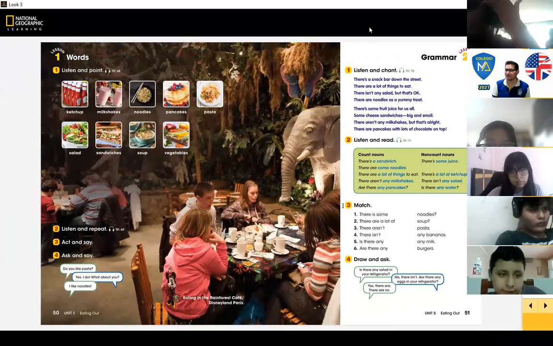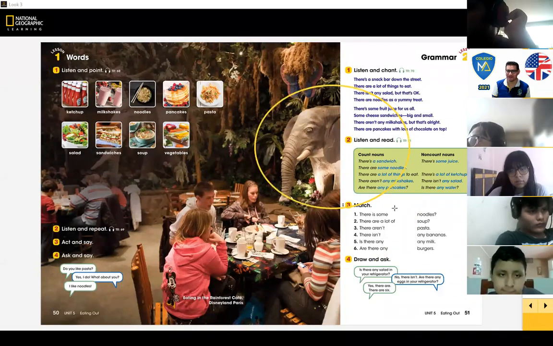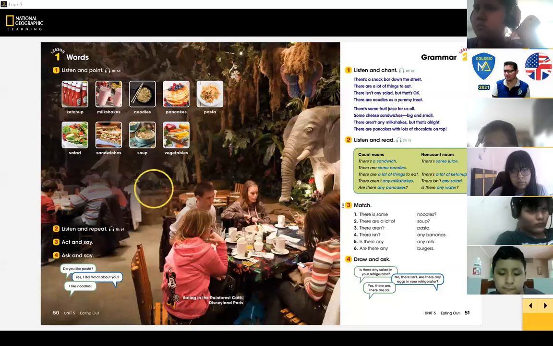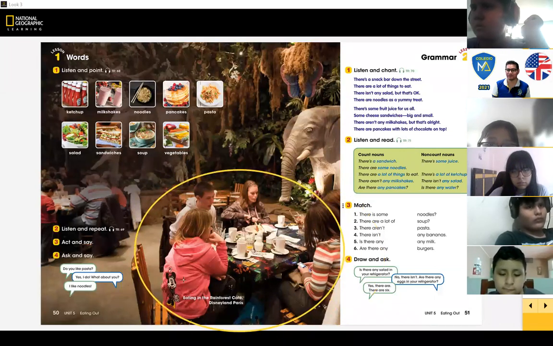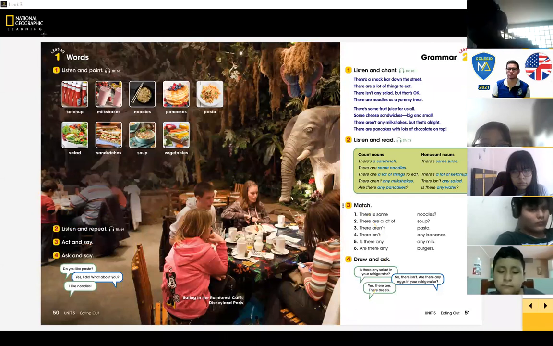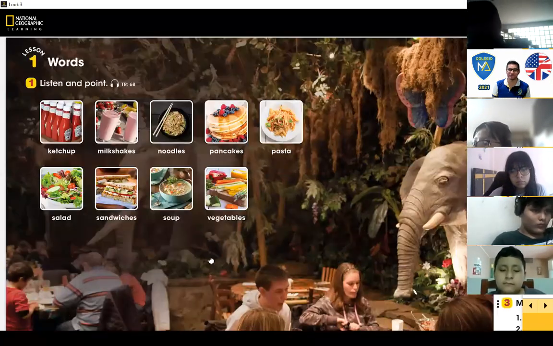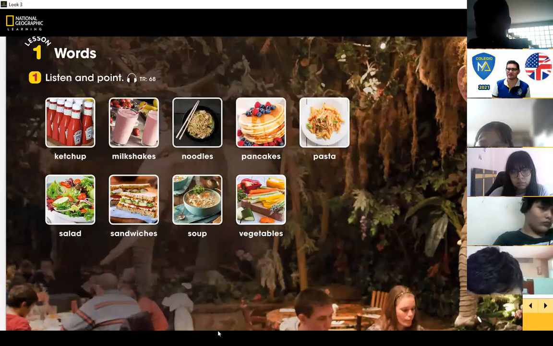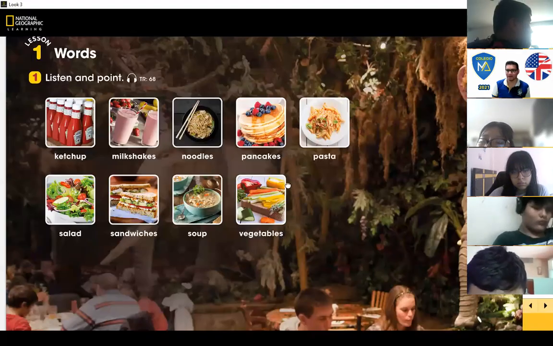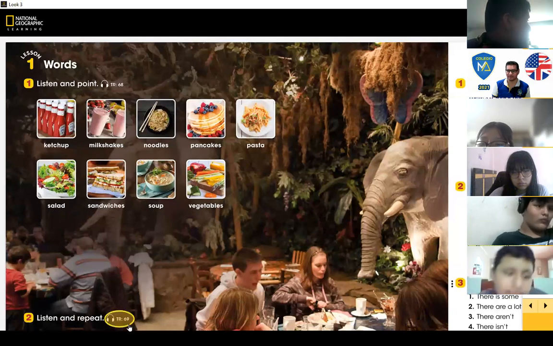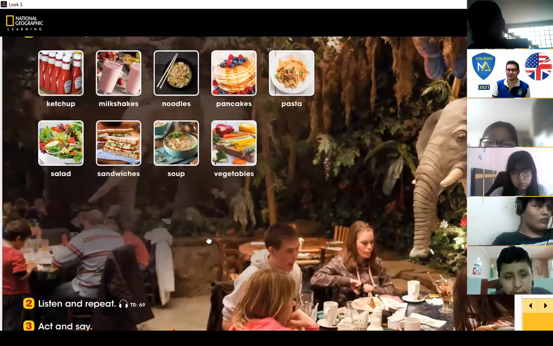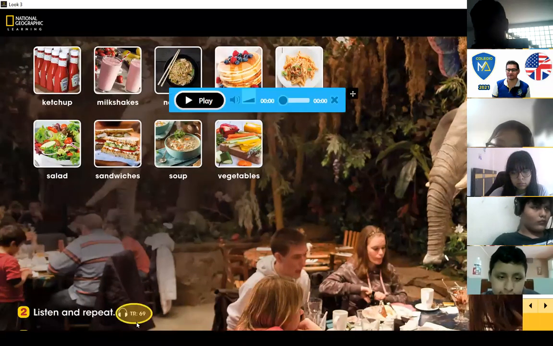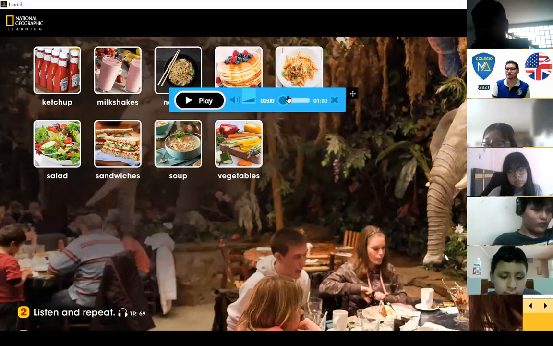Look, you have here Dumbo. I don't know, but it's an elephant, right? And yeah, probably this is a family, right? They are eating out. Here we have some words, students. This is lesson one, words. Activity one, listen and point. Well, here we have some words related to food. Yeah, pay attention. Okay, this said listen and point. Oh, sorry. And in this part says, I think listen and repeat. Yeah. You're gonna listen and you're gonna repeat the words. Pay attention, but activate this option.